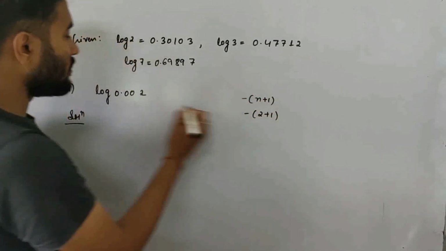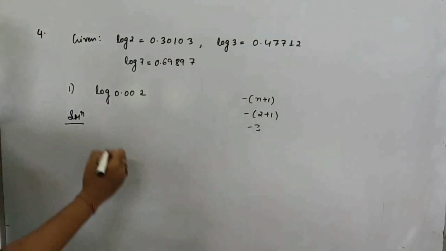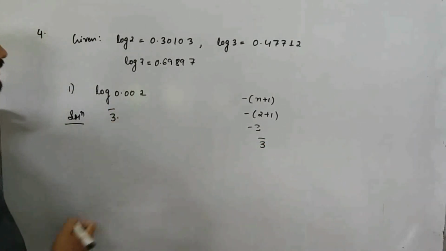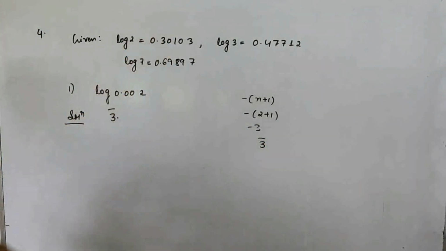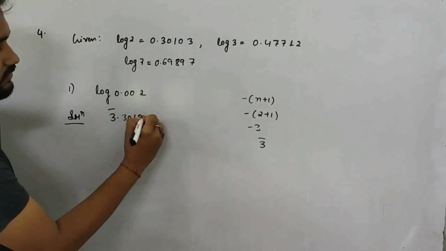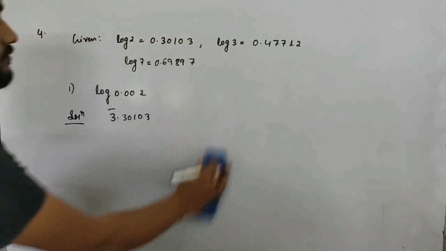How many zeros are there? 2 zeros are there, sir. 2 plus 1, how much? 3, or not? So what will be the characteristics? 3 bar. So 3 bar point, and what will be the value? The value will be of 2 only, na? So what is log 2? 0.30103. So this is the answer. This is the one line answer. In the shortcut you can find it.